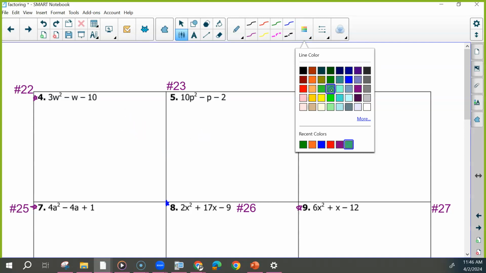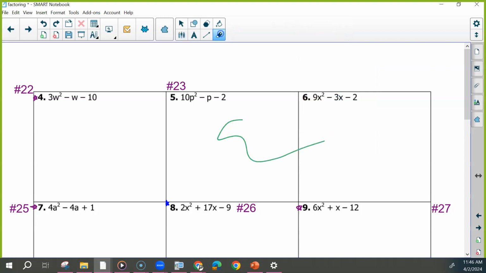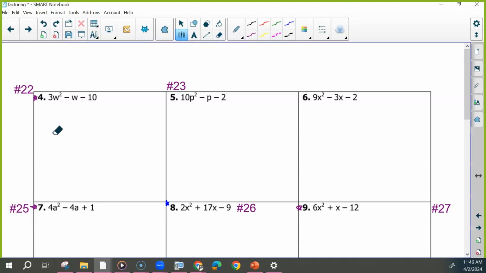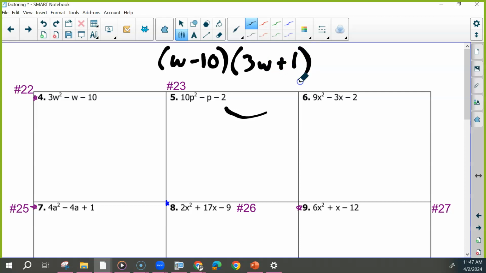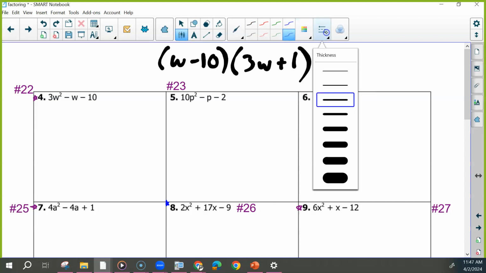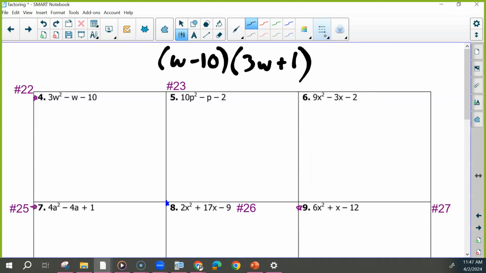Why are we not working? Okay. Once more. I'm just going to put it up here. W minus 10. This is for number 4, and 3w plus 1. Did you both get that? Do we have any questions there? Okay. I don't know why this happened, but let's hope it works better for 5. I'm going to be fancy today. Alright, 5.